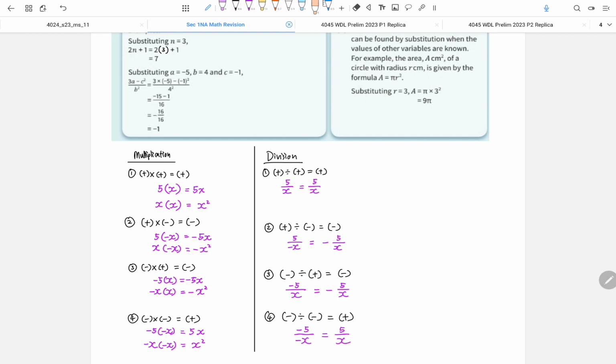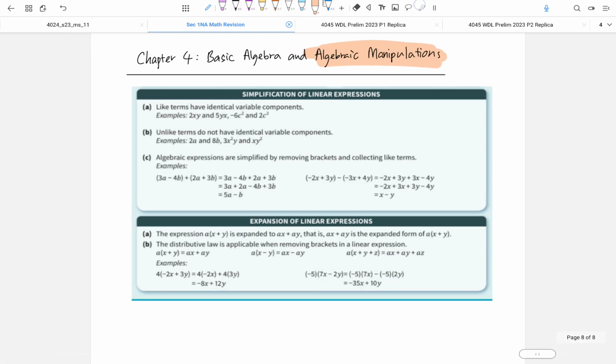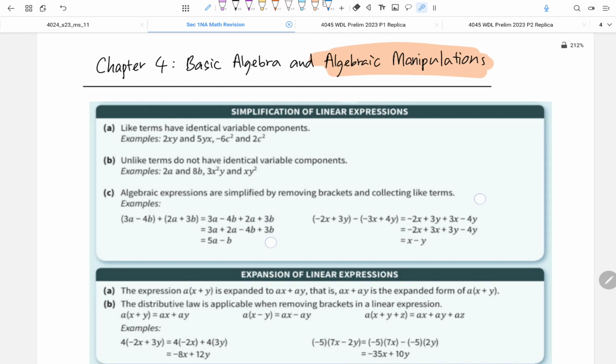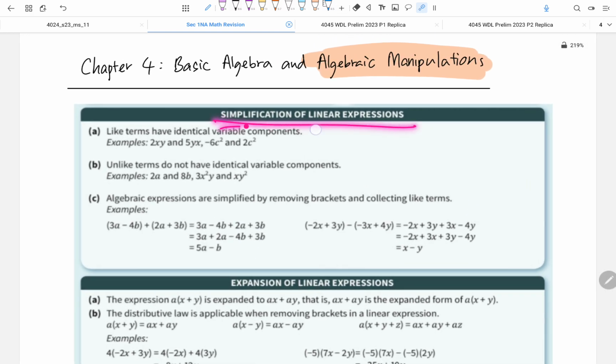We will now move on to the next part of this chapter 4, which is on algebraic manipulations, which involve expansion of linear expressions already. Okay, first, we will start with some simple simplification of linear expressions, and I will give you some examples.